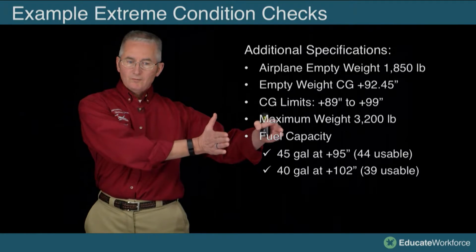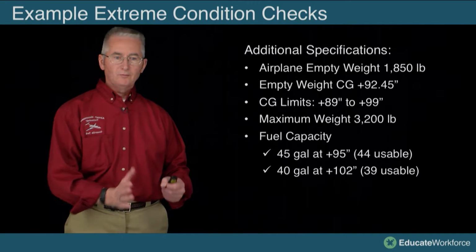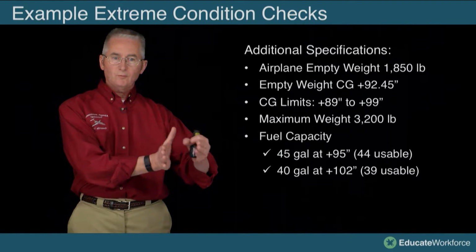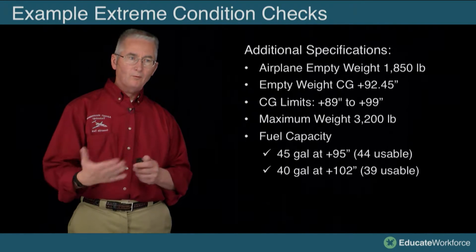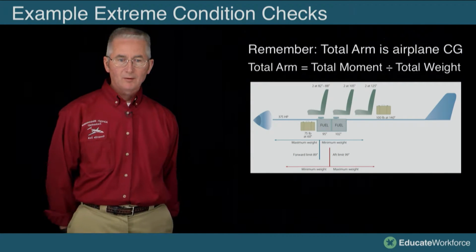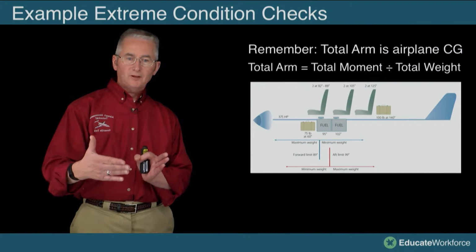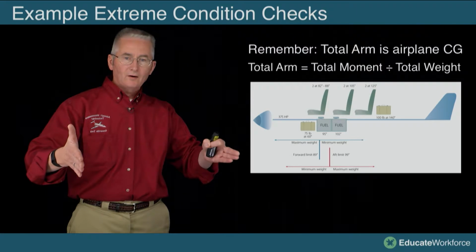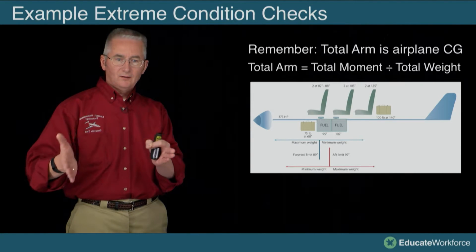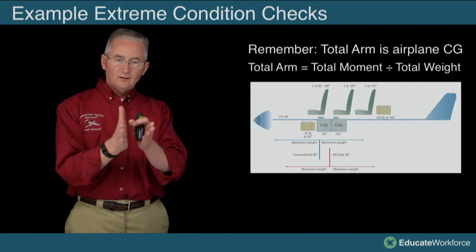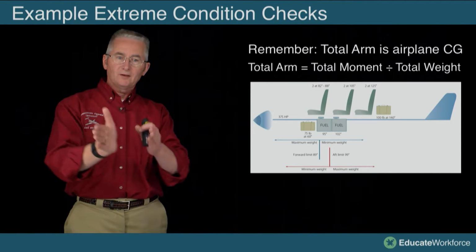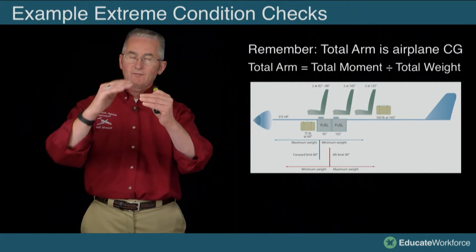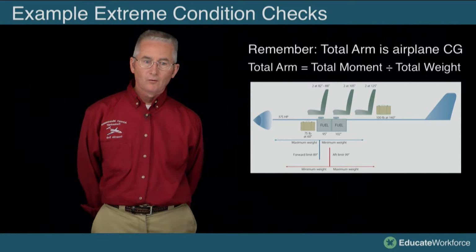And you can see we've got in parentheses off on the side our usable versus our unusable fuel. All of this information we're going to take into consideration when we start calculating this forward or aft extreme CG check. Remember, the total arm is the airplane center. The total arm is the distance from the datum to where the center of gravity is. That's my arm, okay? And the arm of the center of gravity is going to be the total moment divided by the total weight, and we've had that picture on the board numerous times, and you're going to see it again, but just think of it as MAW, M-A-W, moment over arm times weight.